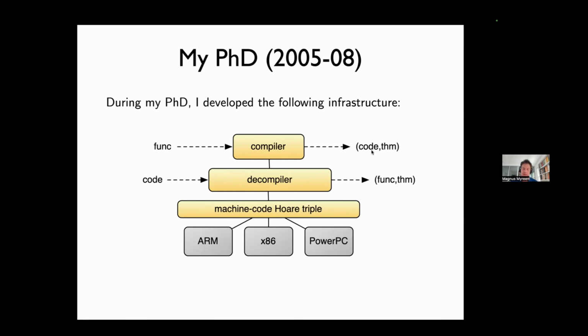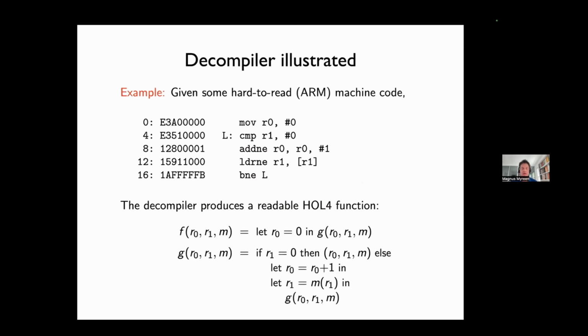Anyway, this is a bunch of proofs of automation on top of the HOL triples. And this is what it looks like, the decompiler illustrated on an actual example. So here we have the machine code. This is assembly code just for readability. You don't need to read it right now, but I'll read it through when I go through what's below. So the decompiler produces a readable HOL4 function, and it produces really two functions here.